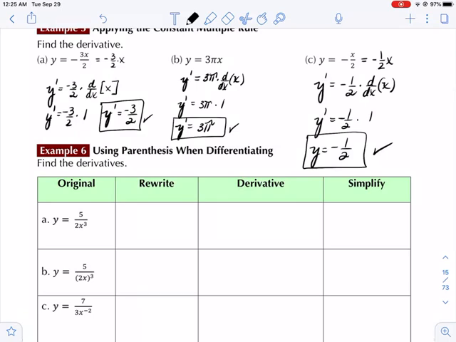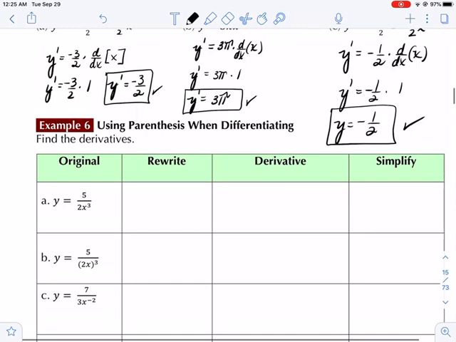Okay, so sometimes we want to emphasize this rewriting aspect so that we don't mess up the derivative when we have exponents that are in the denominator. So we have 5 over 2x cubed for our first function, and to find the derivative, we very often want to say that, well, y is equal to 5/2, and then make this x to the negative 3rd power.